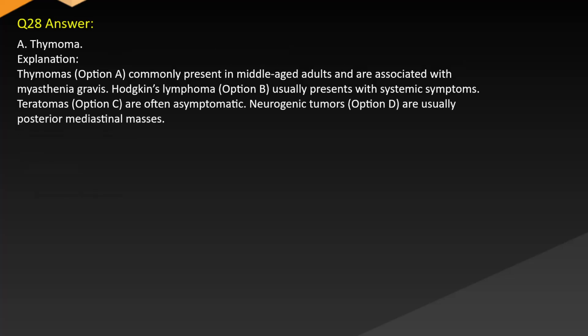Answer A. Thymoma. Explanation: thymomas, option A, commonly present in middle-aged adults and are associated with myasthenia gravis. Hodgkin's lymphoma, option B, usually presents with systemic symptoms. Teratomas, option C, are often asymptomatic. Neurogenic tumors, option D, are usually posterior mediastinal masses.